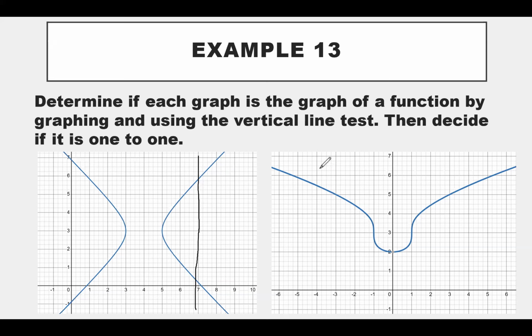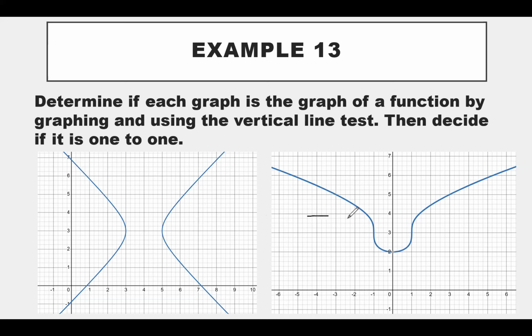This graph on the right, no matter where I draw my vertical line, whoops, that's not very vertical. No matter where I draw my vertical line, it only goes through 1 point. There is a little bit of curve here that you're not seeing. So this is a function. The one on the right is a function. The one on the left is not a function.